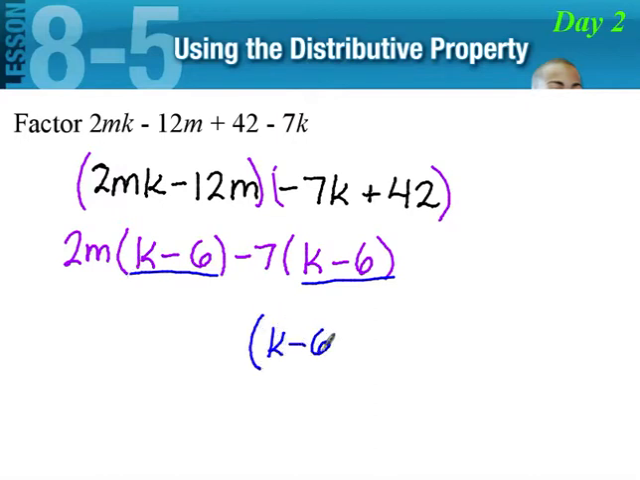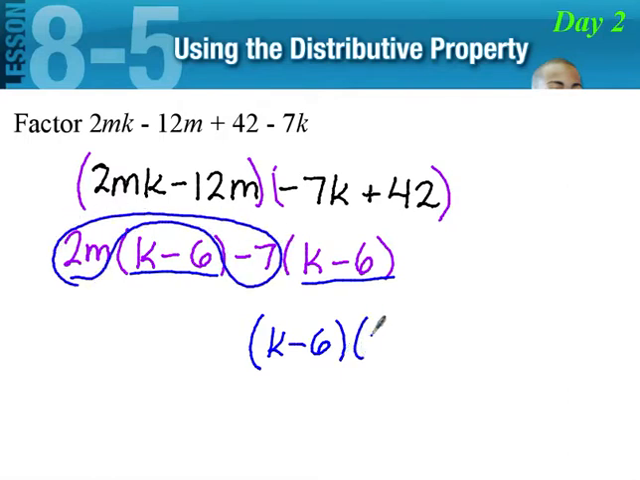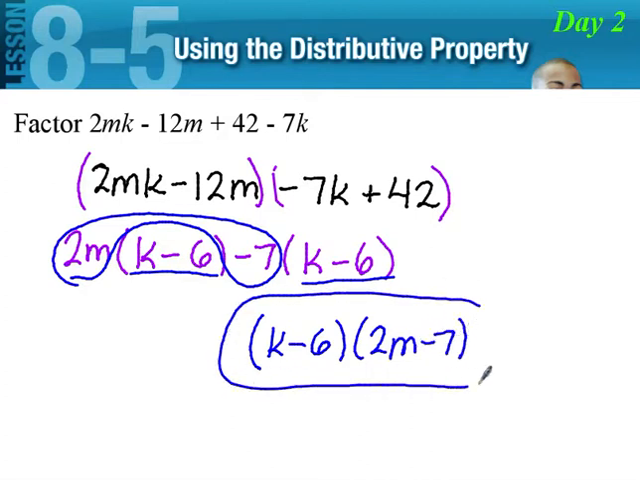What is your other factor going to be? 2m minus 7. So that is what that factors to be. Now, a time when you would probably want to do this is when you get down to this step right here and you find out that they don't match, you might have to go back and rearrange if you don't recognize it right away.